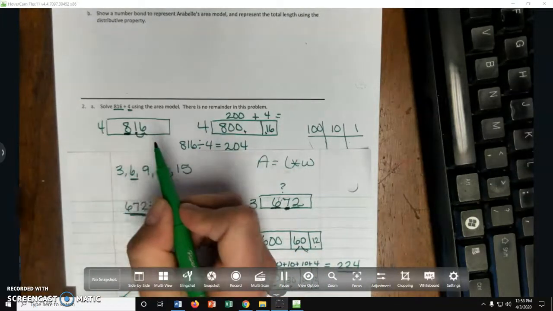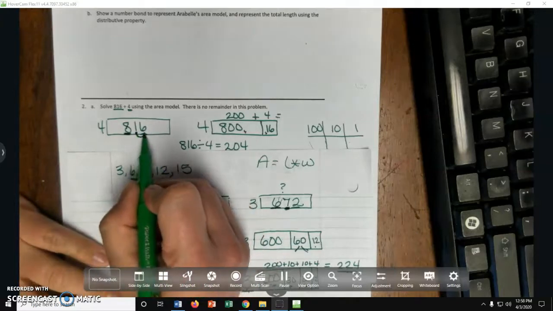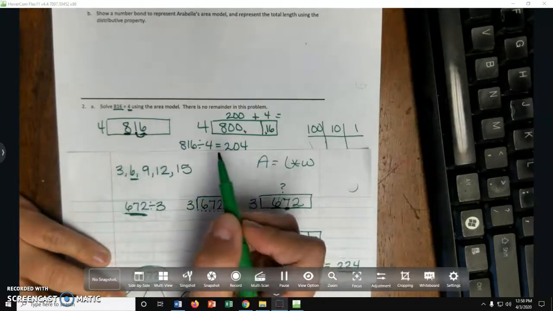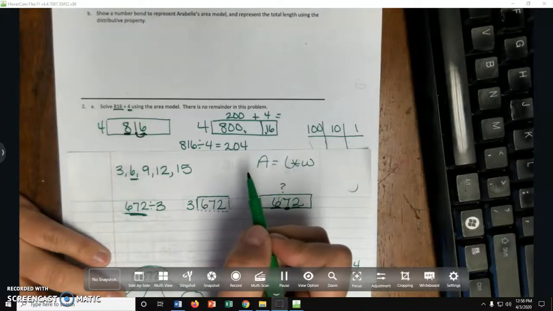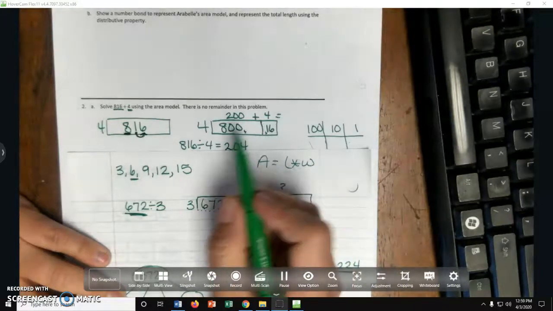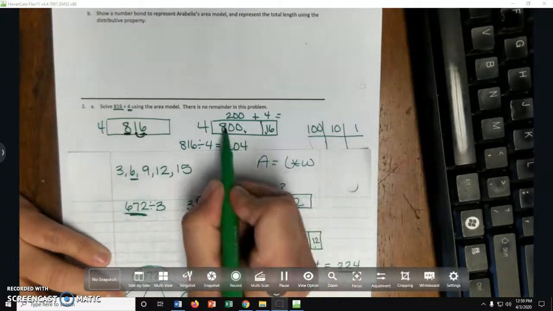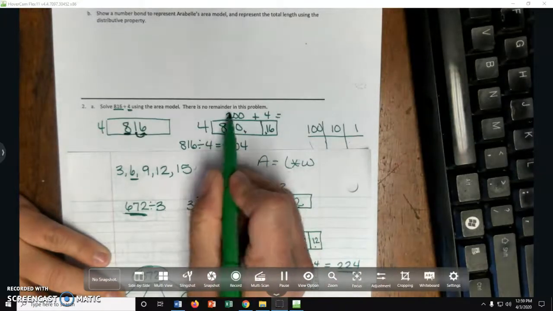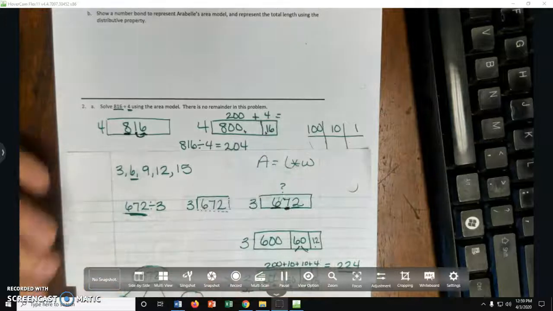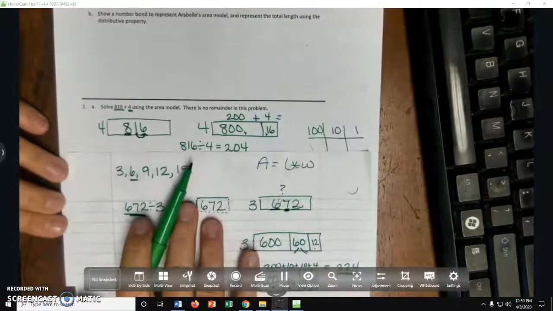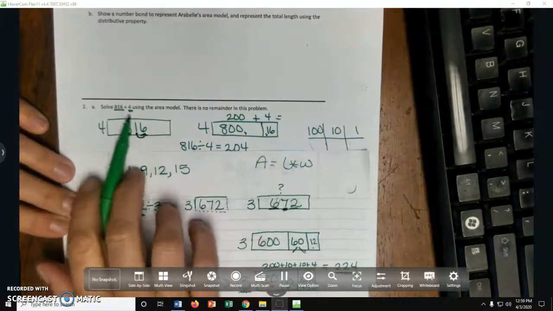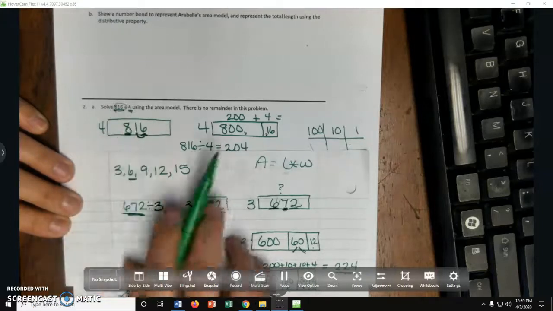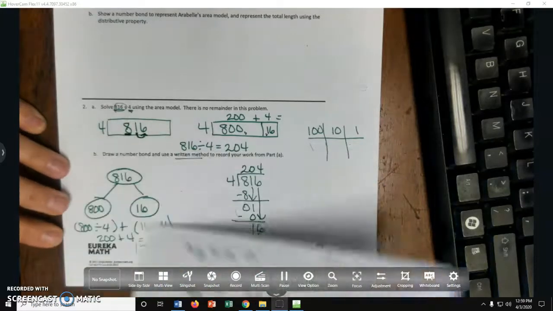My 10 is not divisible by 4. But could I combine it with my 6 ones? Absolutely. Is 16 divisible by 4? Yes. So I'm decomposing the 816 into 800 and 16. 800 divided by 4 was 200. 16 divided by 4 was 4. So my problem is 816, that's the total, divided by 4 equals 204.